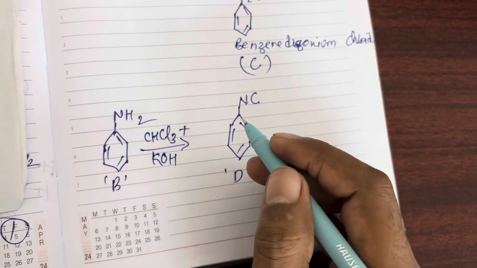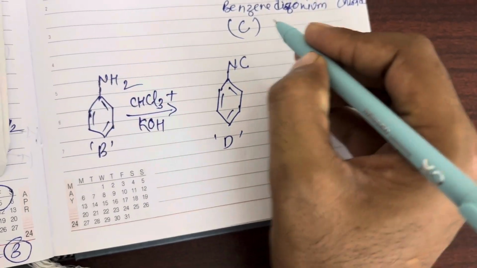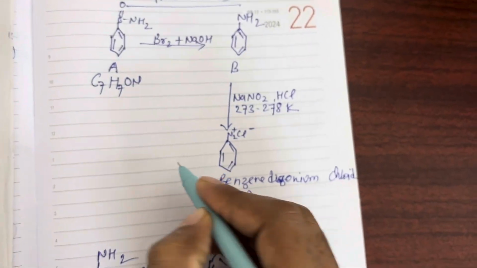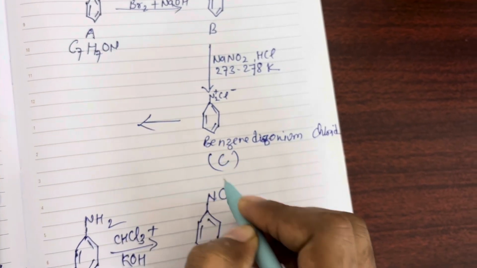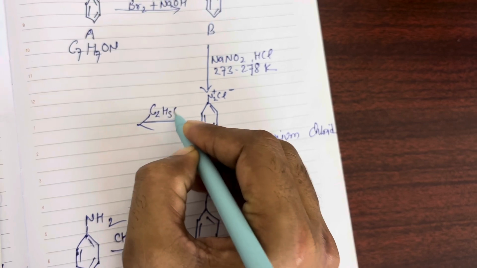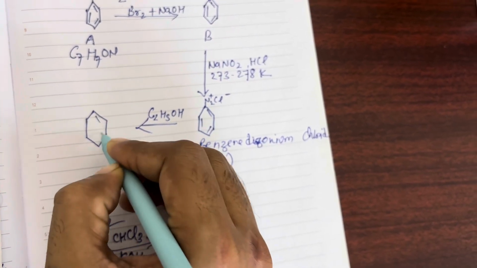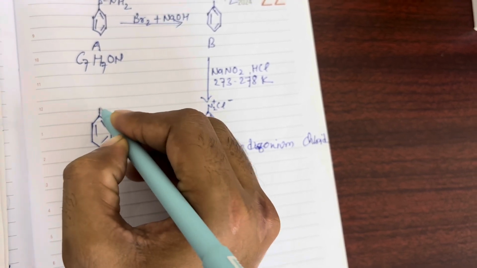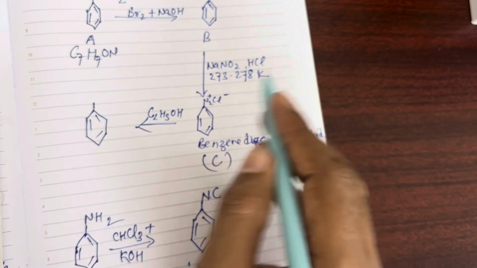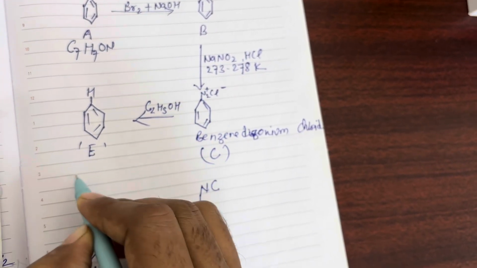And C on treatment with ethanol, C2H5OH, N2+ and Cl- will be removed. Simply benzene will form. That is compound E, benzene.